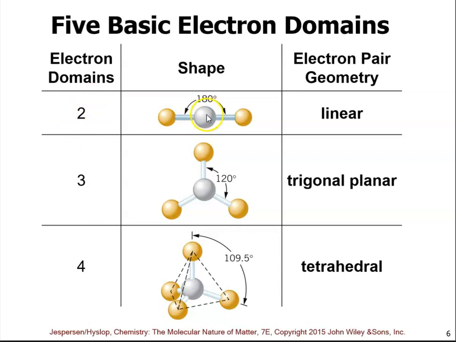This is the central atom, and you can see if it has 2 bonds on either side, this is going to be a linear shape. It's going to kind of look like this, and it's going to be linear. That's kind of how you would describe that.